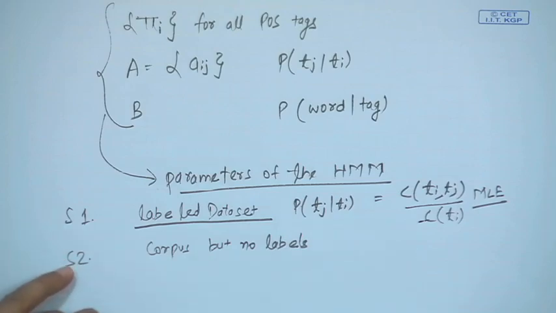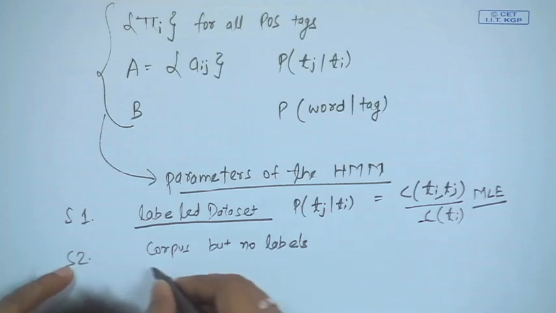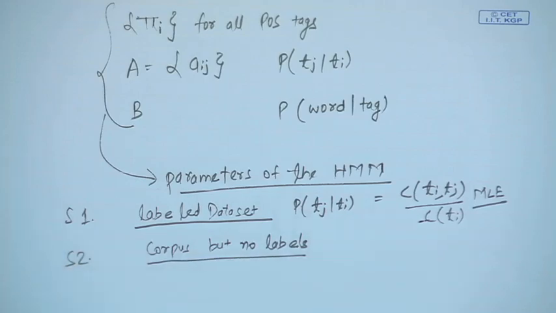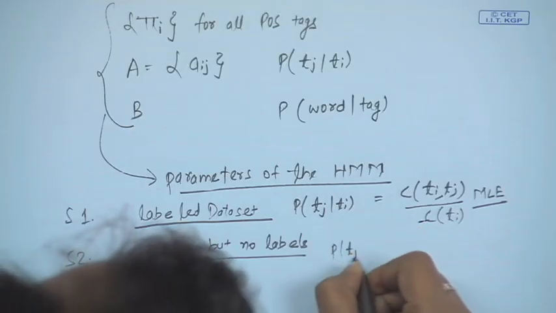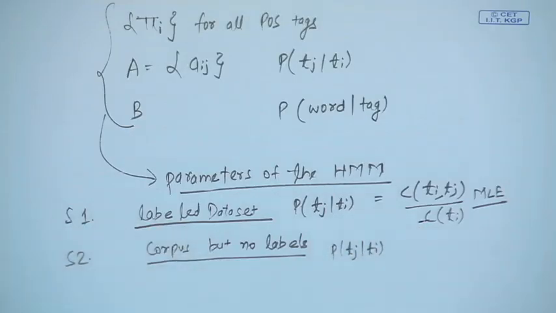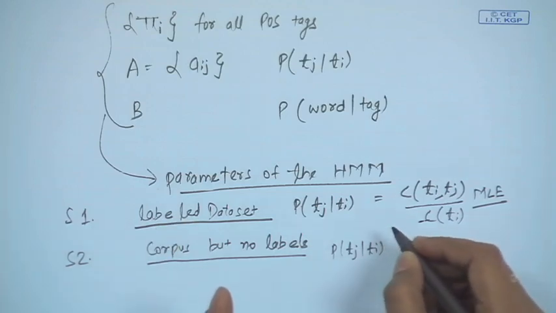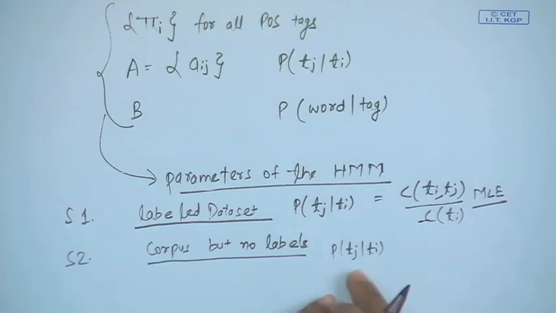Now the problem comes when you have the corpus but no labels. How would you find the probability of Tj given Ti when in the data there is no label on which word got a tag Ti or which word got a tag Tj? You cannot compute it directly from any labels. So what method will you use for learning the parameters when the corpus is available but labels are not available? That is what we will see in the next lecture.